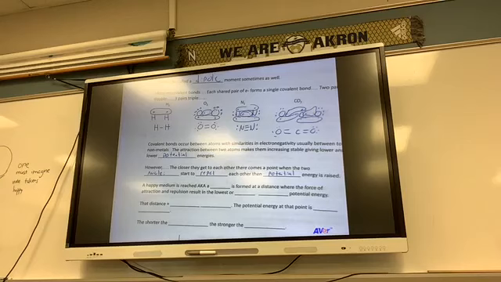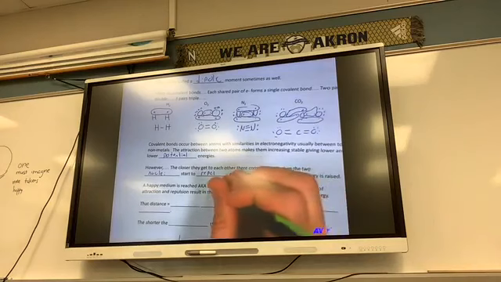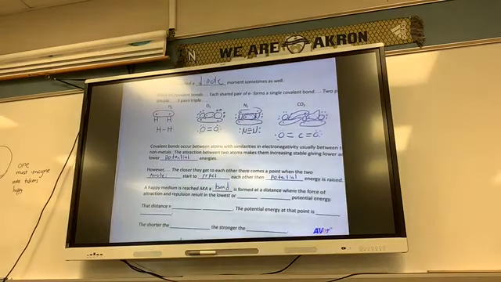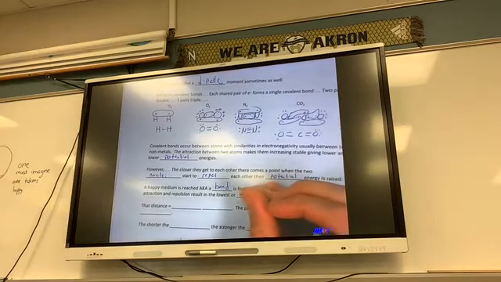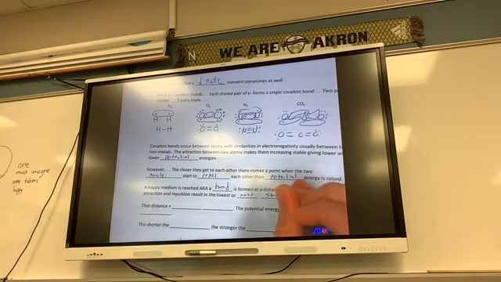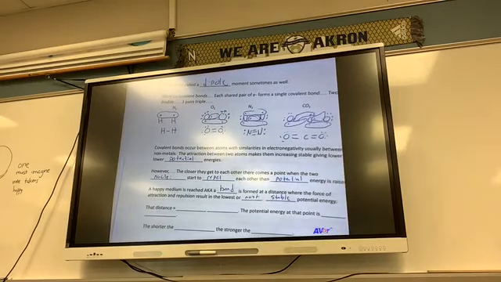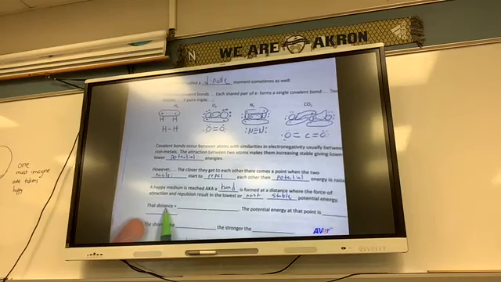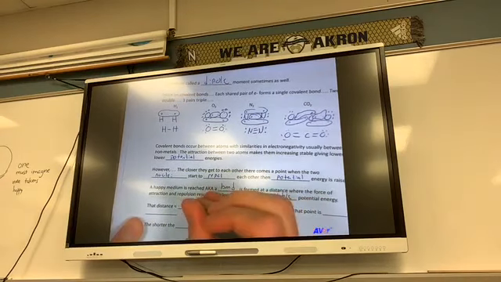A happy medium. Anybody know what a happy medium is called? A bond. A bond is formed at a distance where the force of attraction and repulsion result in the lowest, or as Aubrey said, most stable potential energy. That distance, Aubrey, is called the bond length.